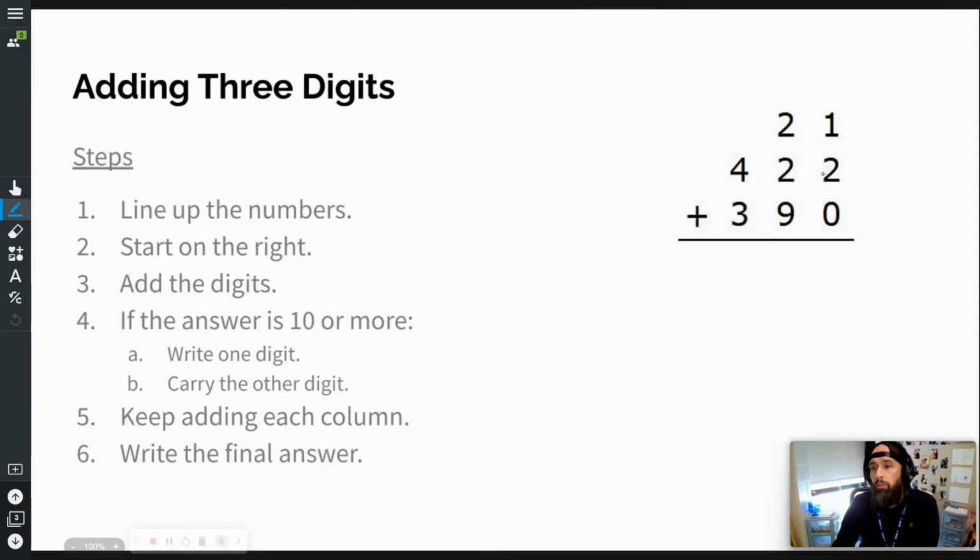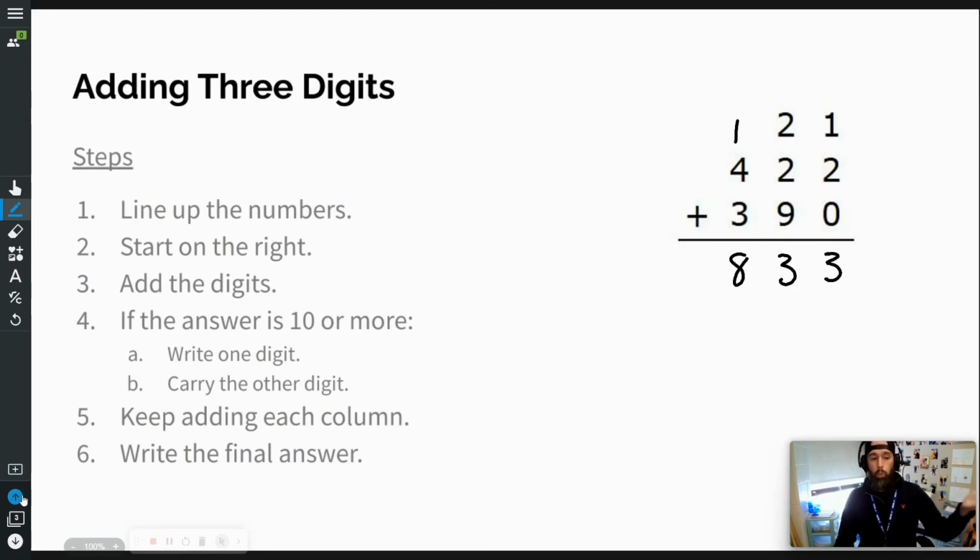So 1 plus 2 is 3. 3 plus 0 is still 3, so we write out 3. Then you move to the next one. 2 plus 2 is 4. 4 plus 9 is 13. Write out your 3, carry the 1. 1 plus 4 is 5. 5 plus 3 is 8, and you end up with 833 as my final answer.